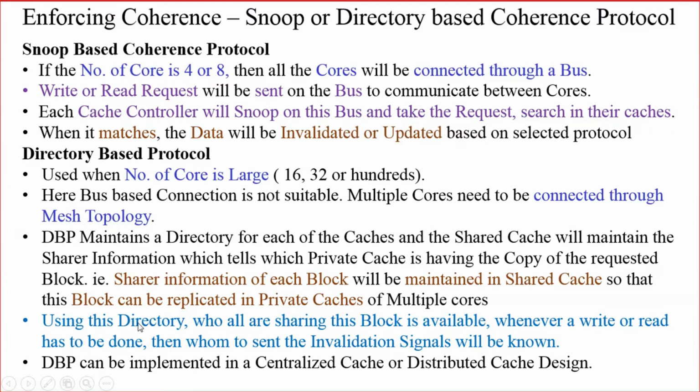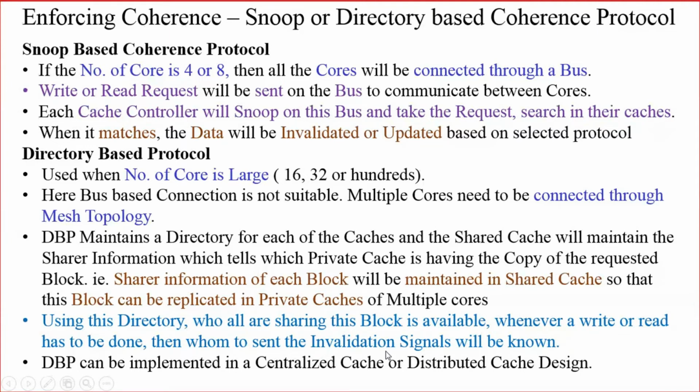What do you mean by directory? The directory contains the sharers information of each block, and this directory will be present in the shared cache. The advantage is that we can identify which processors have the same copy of a block. When we try to write or read data to that block, we already know to which cores the invalidation signal should be sent.